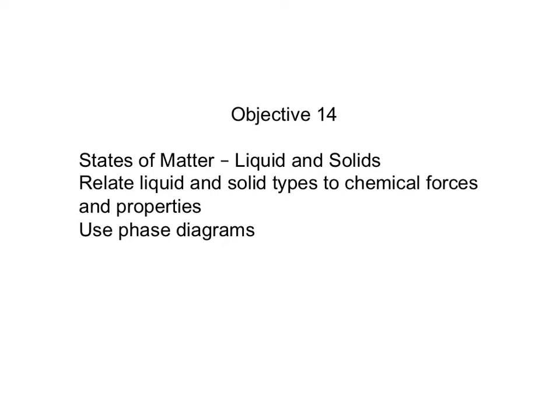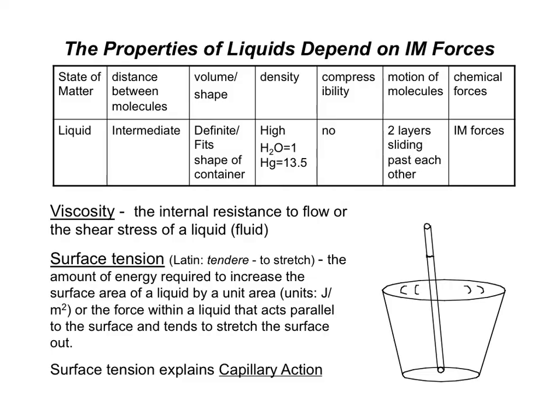We know gas molecules are far apart, move very fast in constant random motion, and have no attractive or repulsive forces between them. Let's take a look at liquids and solids. This table shows the criteria for describing a liquid. Compared to gas, liquid molecules are close together. Volume shape is the same. Density is higher. Gases are compressible, liquids are not.